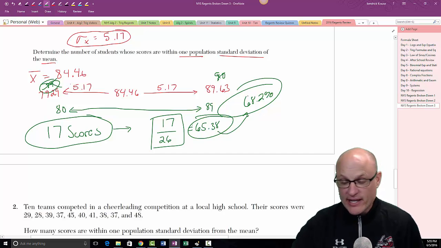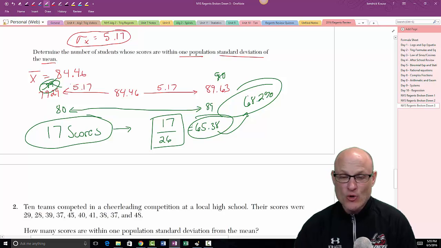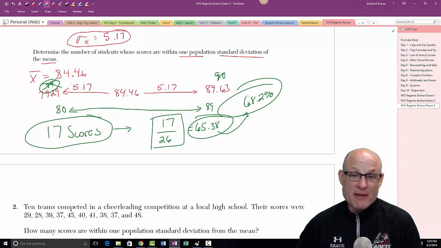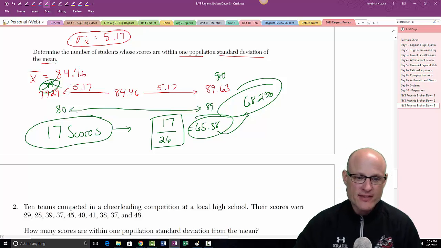And we came up with 65.38. So I would say this is approximately normally distributed. Although we would expect to see 68.2%, 65.38 is close enough to consider this approximately normally distributed. All right, that's that. Let's keep moving.